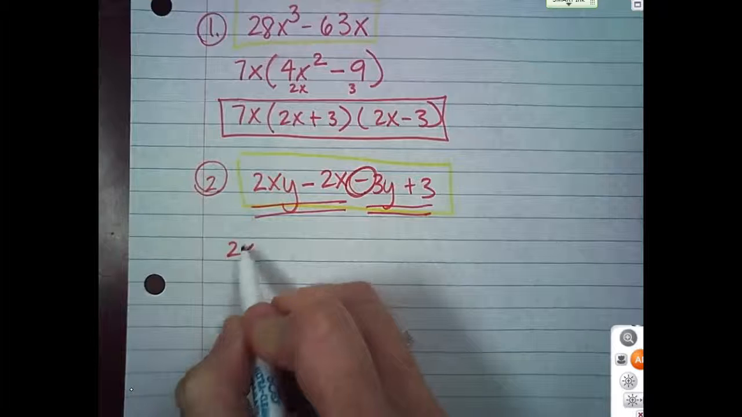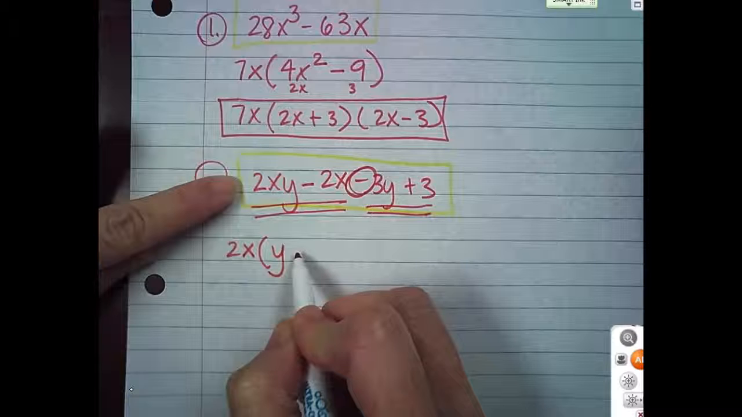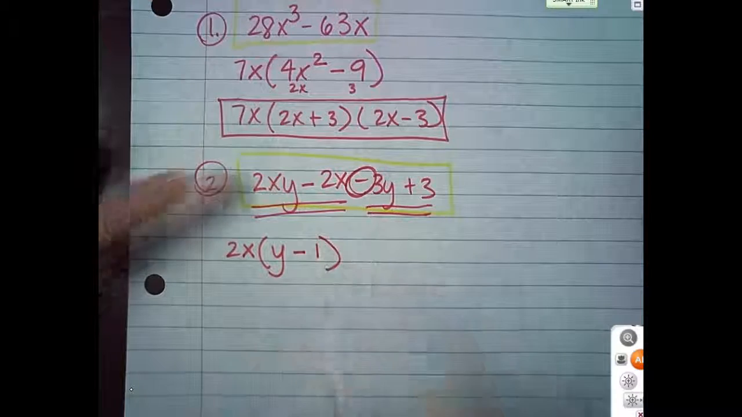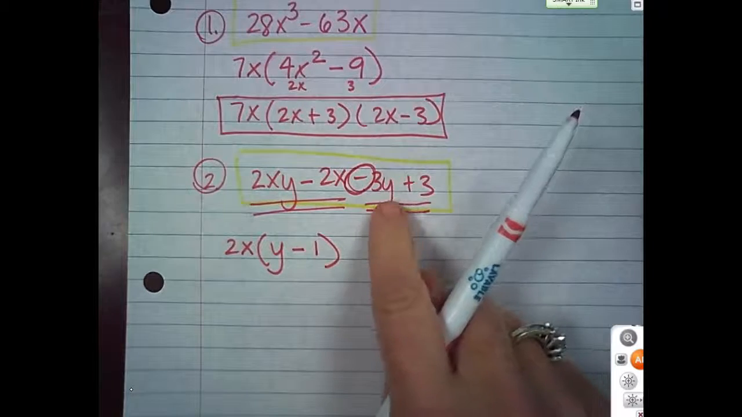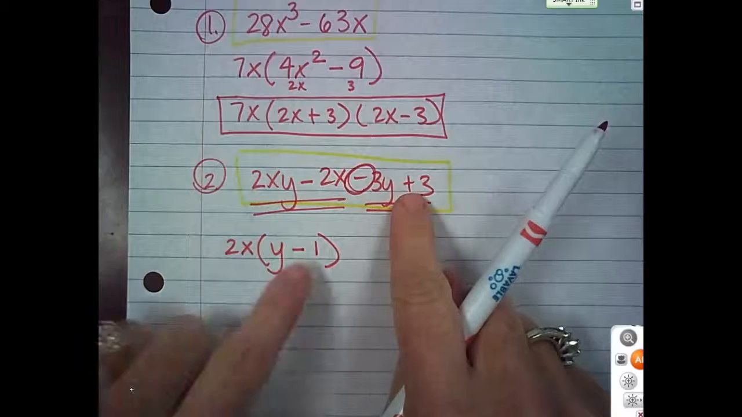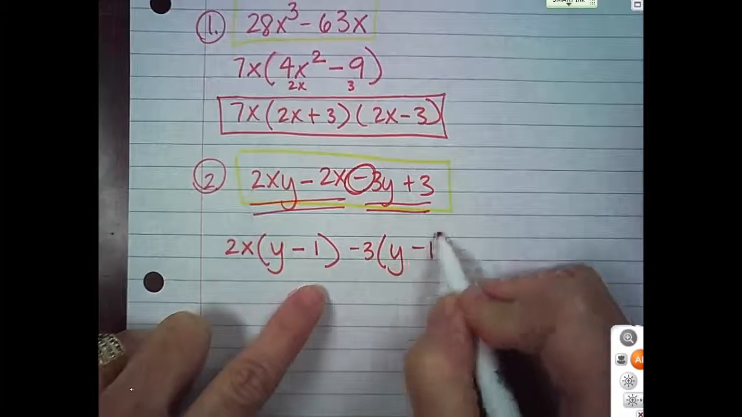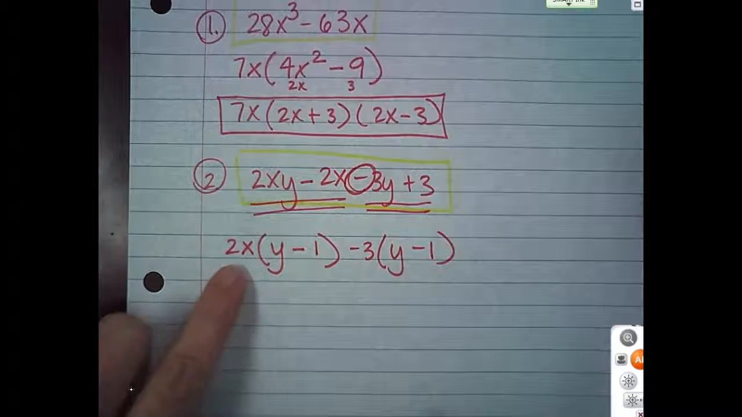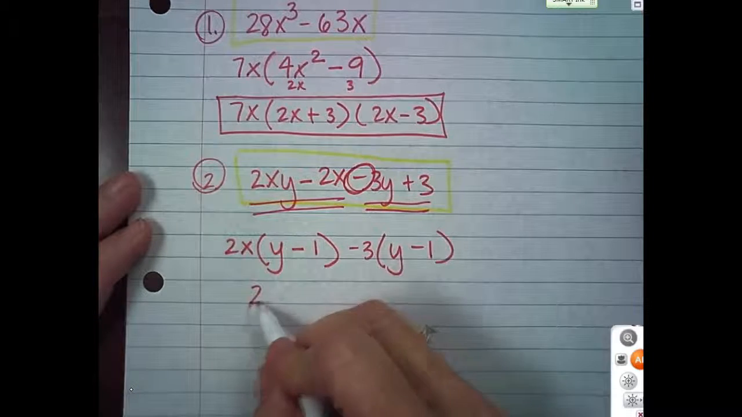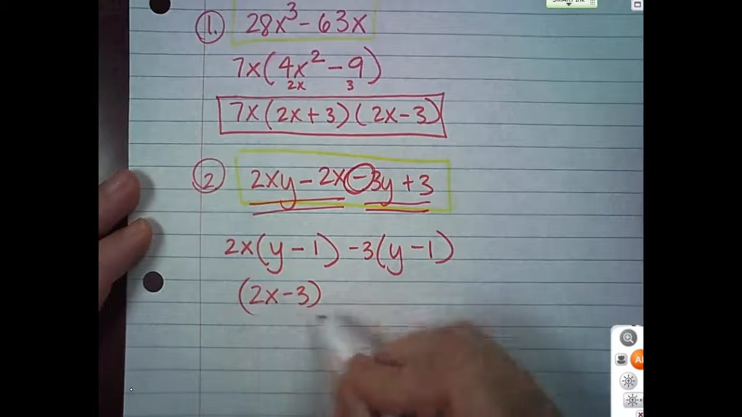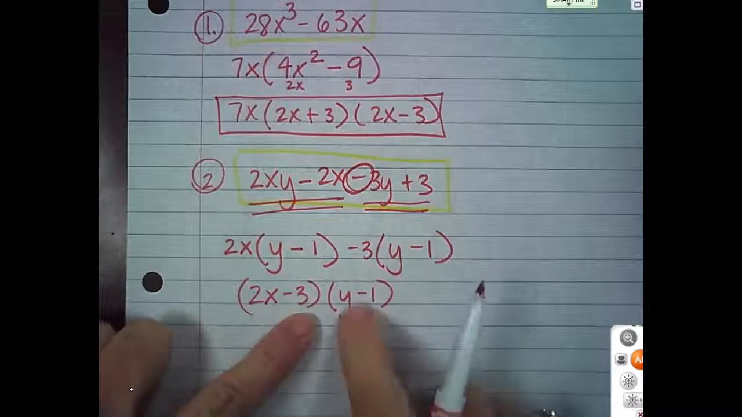So you can take a 2x out of the first 2, giving me y minus 1. Then there's a minus in here. If you look, this is a plus. So if I don't take a negative out, then they're not going to match. So take out a negative 3 to give you y minus 1. Remember, I've got 2x times y minus 1 and negative 3 times y minus 1. So to write it in a shortcut, we just say 2x minus 3, all of that multiplied by y minus 1.